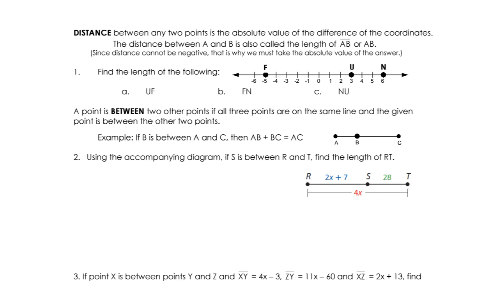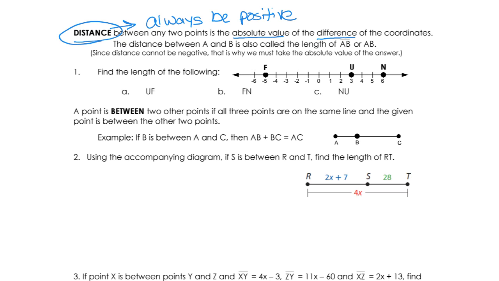Okay, so we're back and we're on page 2 of day 4 notes, and we have to talk about distance. And distance between any 2 points is the absolute value of the difference of the coordinates. So you could do some subtraction, and you just have to remember that distance will always be positive. You're never going to measure a distance and have it be a 0 length or a negative length.